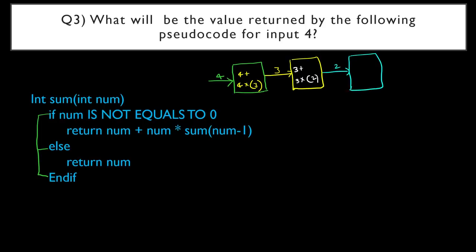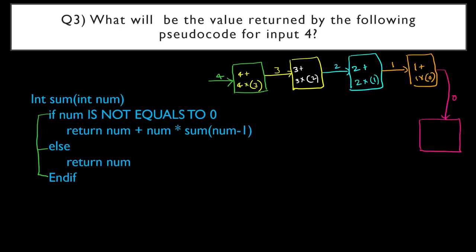Now again this condition is checked. 2 is not equal to 0, this condition again is true. So 2 plus 2 into sum of num minus 1, num here is 2, so sum of num minus 1 is 1. Again a new function gets called with the value 1. In this, the condition becomes true because 1 is not equal to 0, and hence the answer becomes 1 plus 1 into sum of 0. The next time 0 will be the argument.